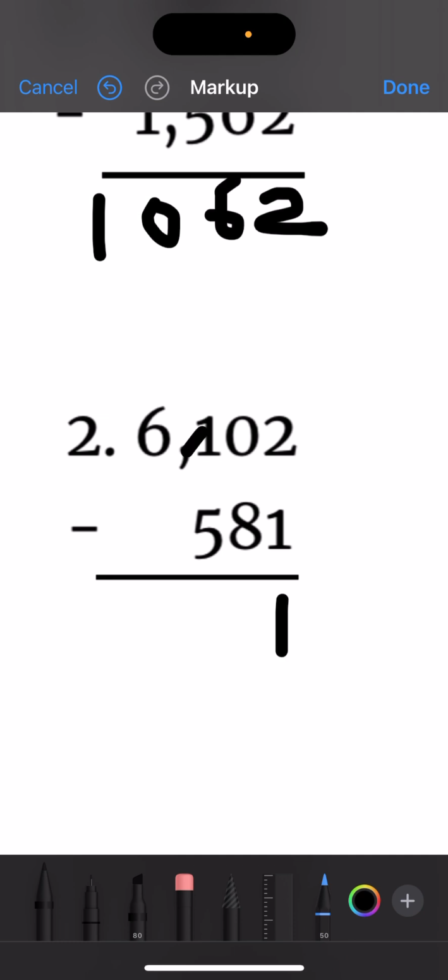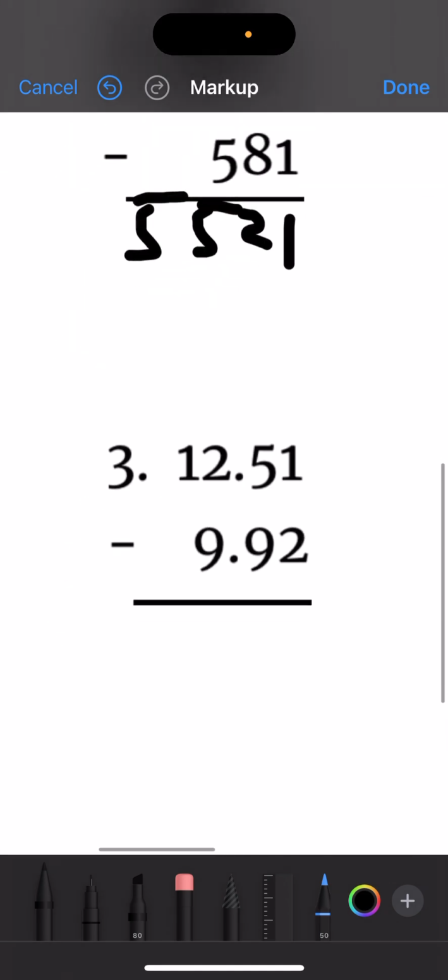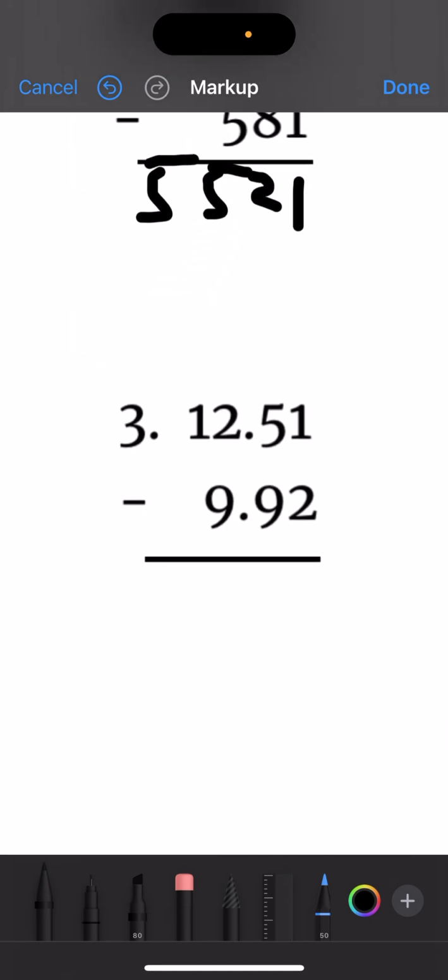0 minus 8, we can't do that, so we're gonna borrow. This gives us 2. And 0 minus 5, we can't do that either. So we're going to do 10 minus 5, which is 5, and the 5 comes down, so that's 5,521. Make sure you guys bring the dot down.